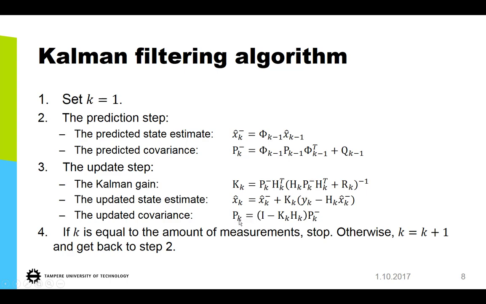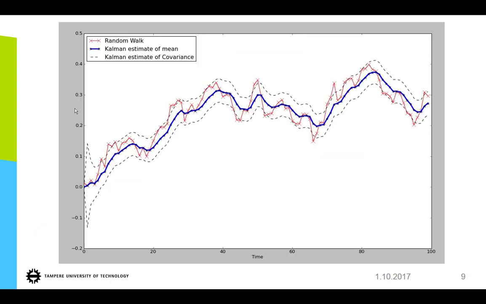And then we update the covariance using the Kalman gain and the measurement matrix. Finally, if k is equal to the amount of measurements, we stop. Otherwise we add 1 and go back to step 2 and continue using the algorithm. Here's an example picture of a random walk together with a Kalman estimate of the mean in blue. We will attain a similar graph for the x and y coordinates of our positioning.